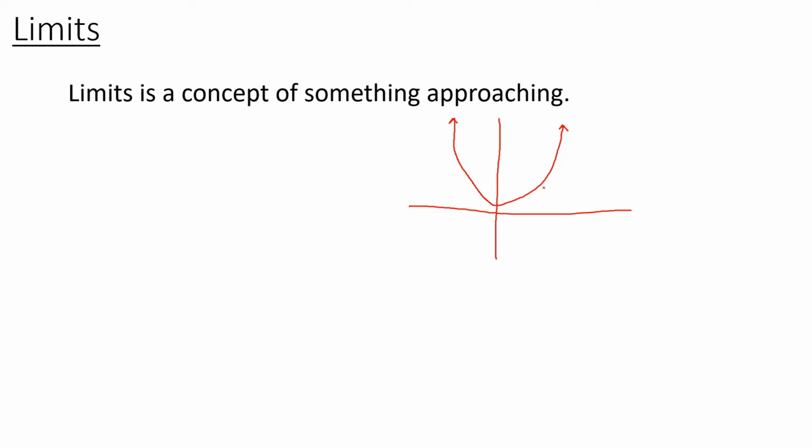And we're trying to see what happens to the graph as you approach this x value. So this value right here. As the graph approaches towards that, you're going to approach this numerical value called f of x. And the concept of this graph approaching towards this value or the point is known as the limit.